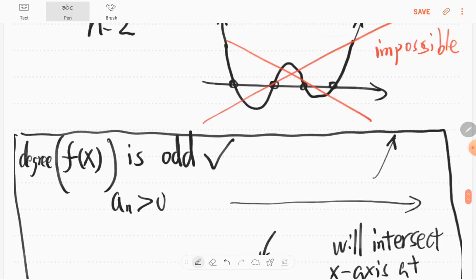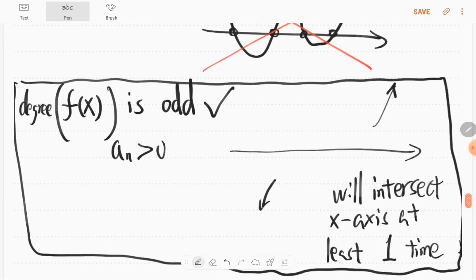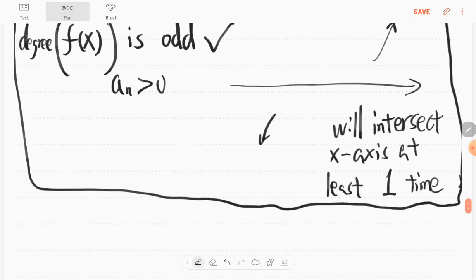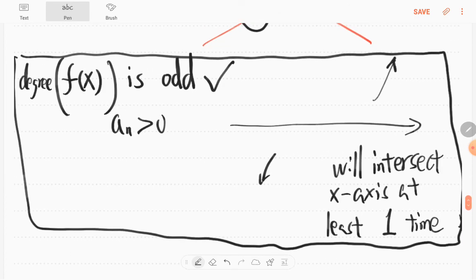The degree for even, we may have no intersects, right? In other words, we have 0. It will never intersect x-axis. For even number, it may be possible. Okay, but for the odd number, it must intersect at least one time.